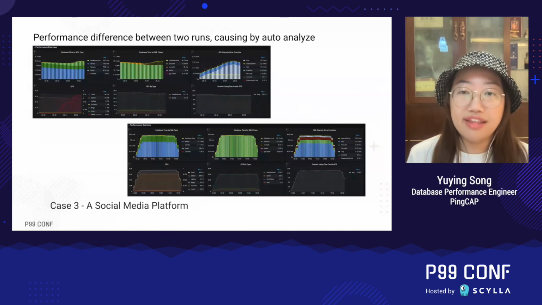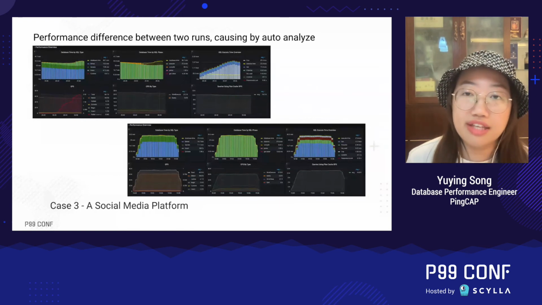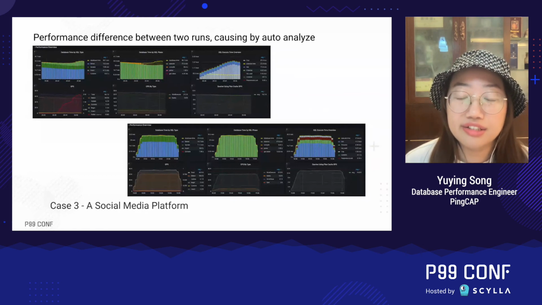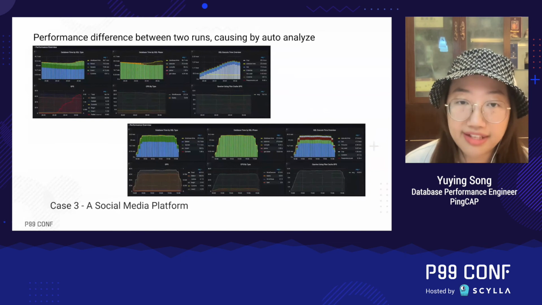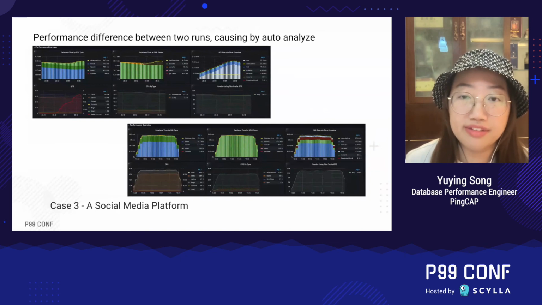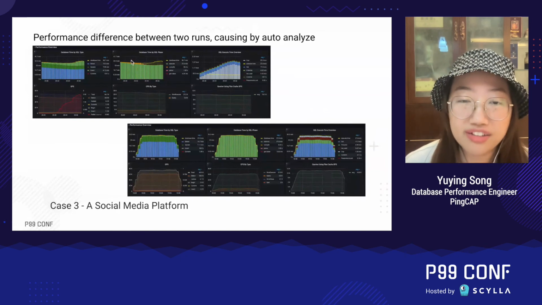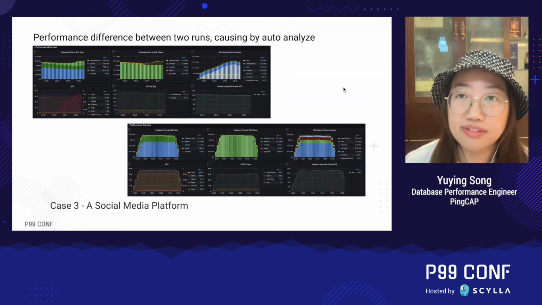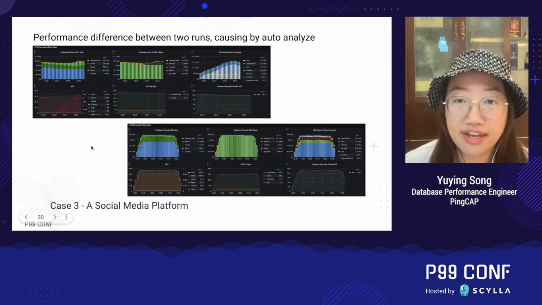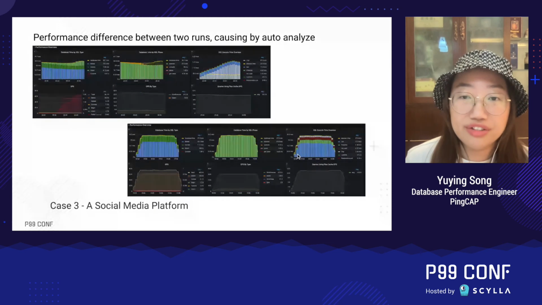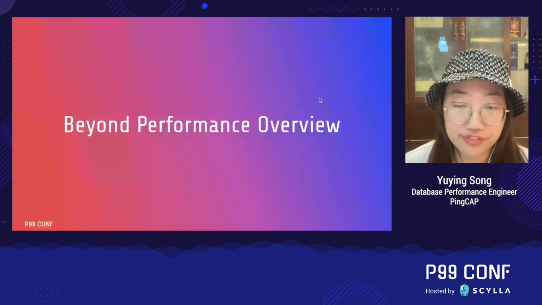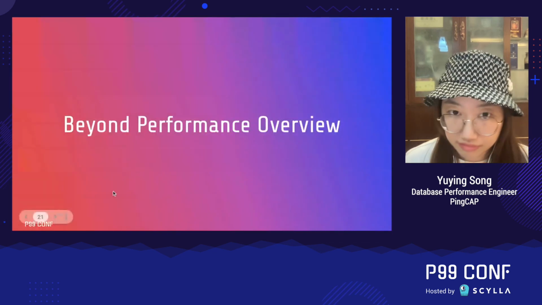And after analyzing, we find that there are a lot of auto-analyze operations showing up in the background. That's why the performance suddenly got worse. So with those colors, with these pictures, you can easily spot the bottlenecks of the system, right?